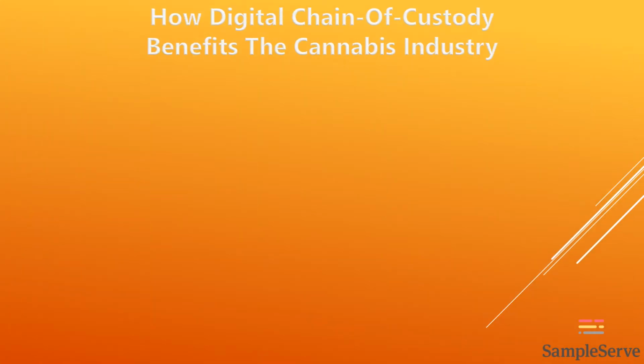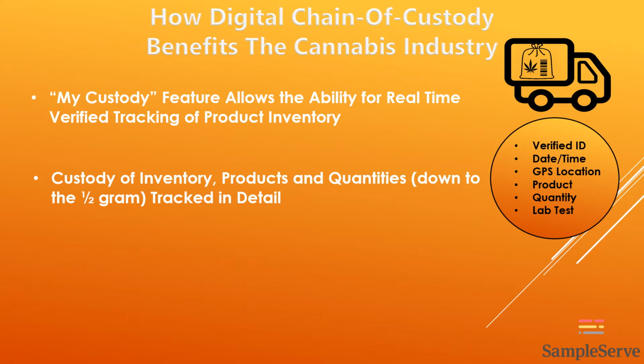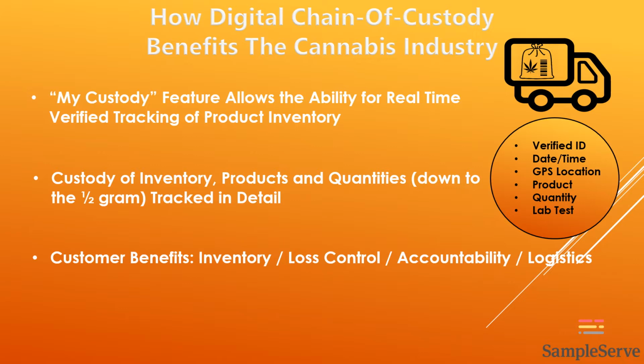The benefits of the digital chain of custody to the cannabis industry are numerous. The platform's My Custody feature allows for regulators and users of the platform to have the ability to do real-time tracking of product inventory. Platform customers will be able to know who is in possession of what inventory down to the half gram at any given moment. Custody and quantity calculations are performed in real time. The customer benefits by knowing proper inventory. This helps with loss control, accountability, and simple logistics.